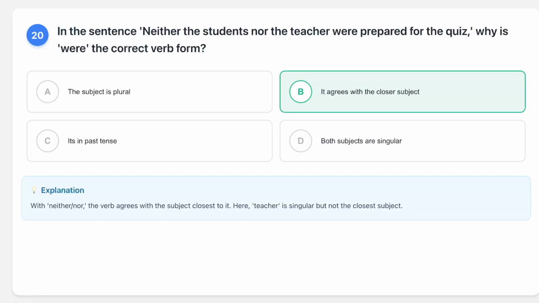Explanation. With neither/nor, the verb agrees with the subject closest to it. Here, teacher is singular but not the closest subject.